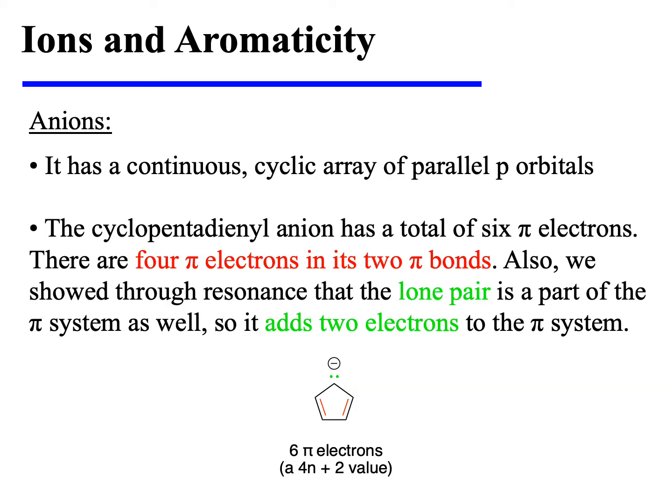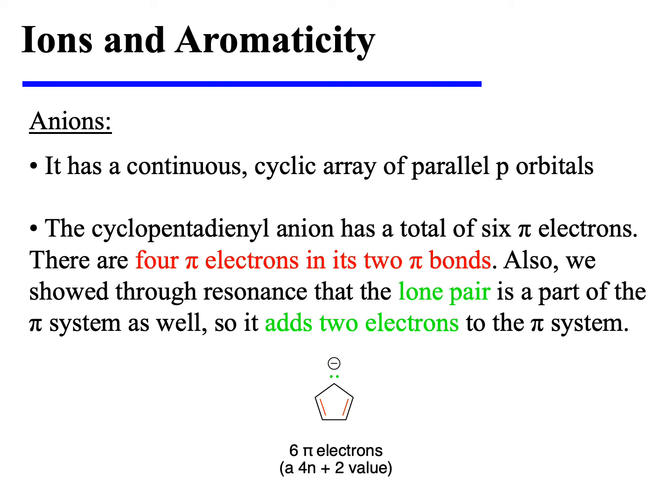Having shown that there is in fact p orbital character on each and every ring atom, we have established that the cyclopentadienyl anion fits Huckel's first criterion. In other words, it has a continuous cyclic array of parallel p orbitals. This enables us to move on to a consideration of the number of pi electrons in this system.